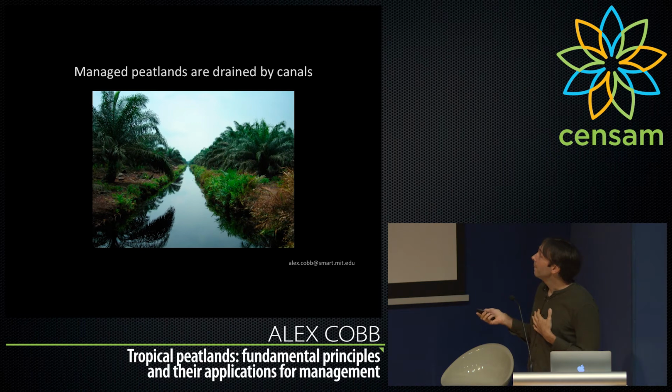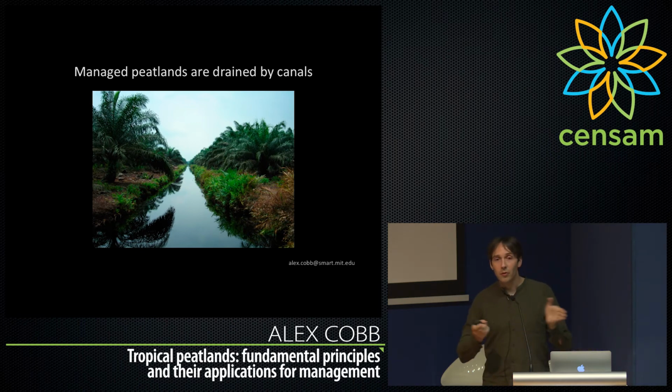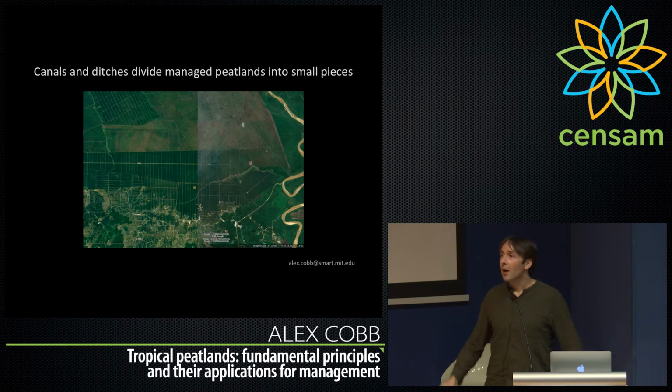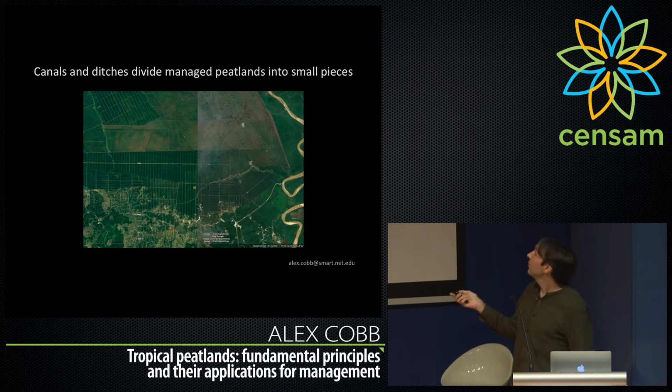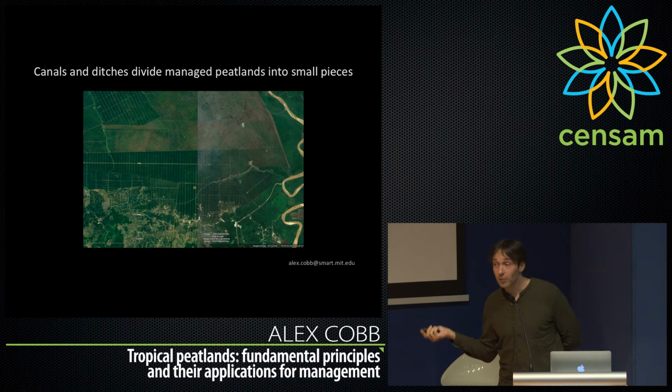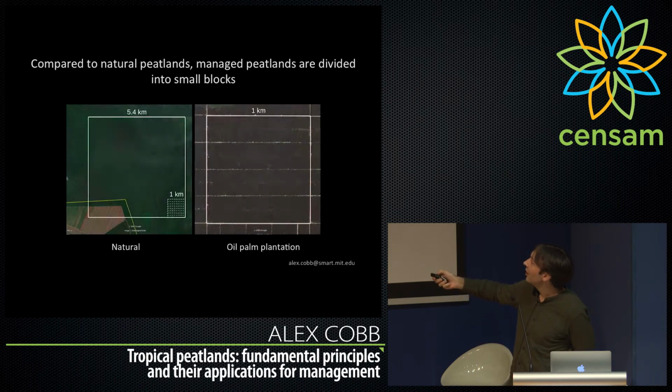So in natural peatlands, you have rivers that drain all of the water that comes out of the sky and flows out through the peatland. But when people convert peatlands to agricultural uses, usually oil palm or acacia, they make canals. And when they do that, they subdivide the landscape into a much finer grid than the landscape is naturally divided by rivers. So these, I don't know if you can see all of these little fine lines.